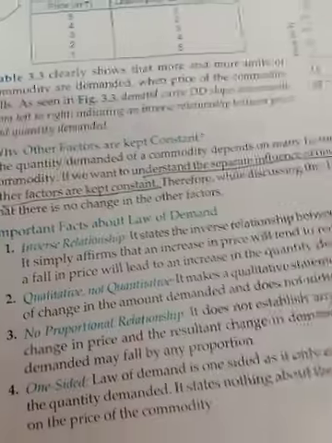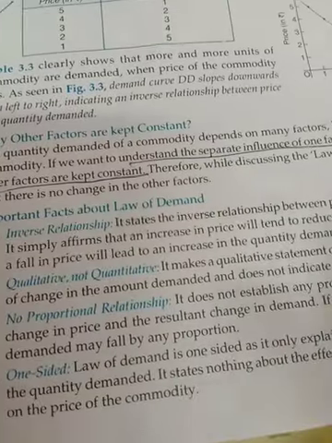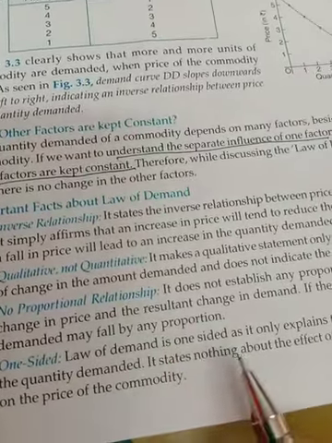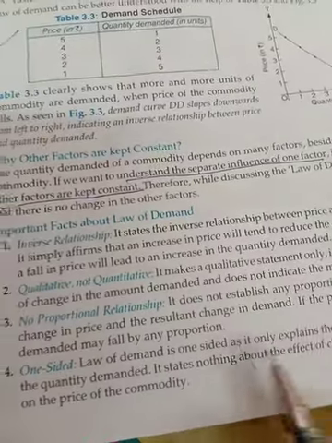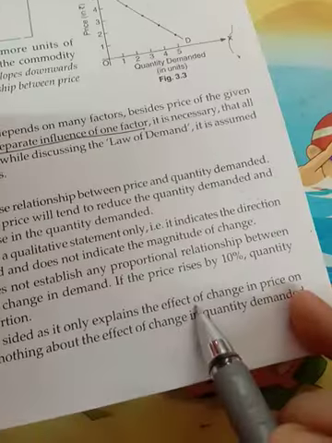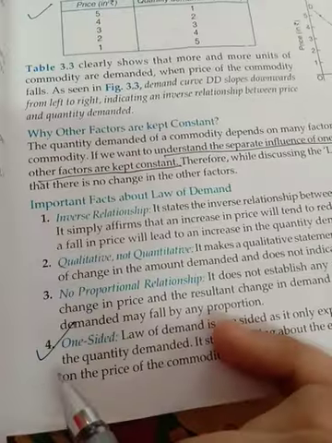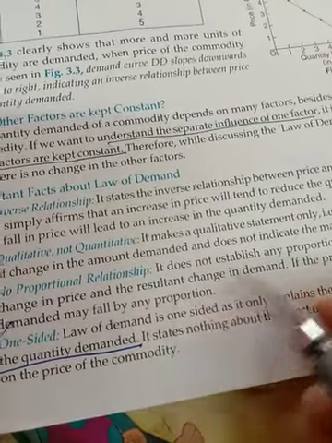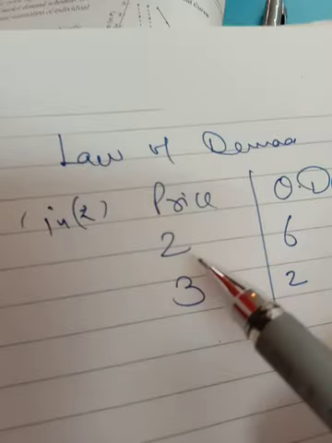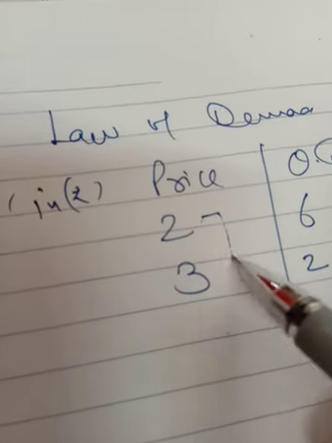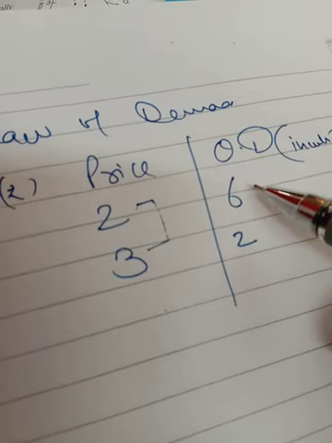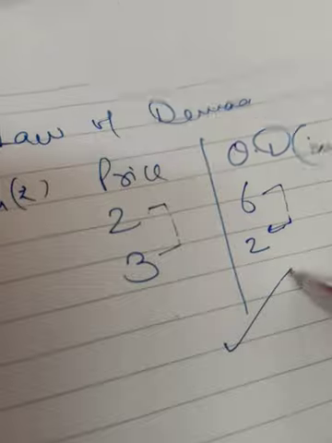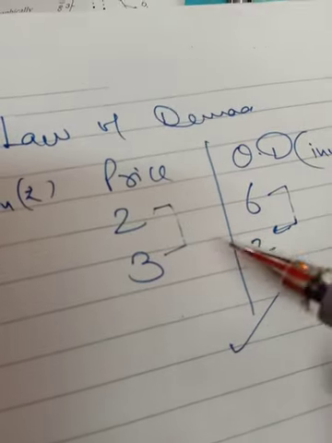Now, one-sided is another feature of the law of demand. The law of demand is one-sided. It only explains, and this is very important, the effect of change in price on the quantity demanded. It doesn't show the effect of change in quantity demanded on price. Here you can see that when the price increases from 2 to 3, the quantity demanded decreases from 6 to 2. So this shows only the qualitative aspect. It is not showing any proportion.